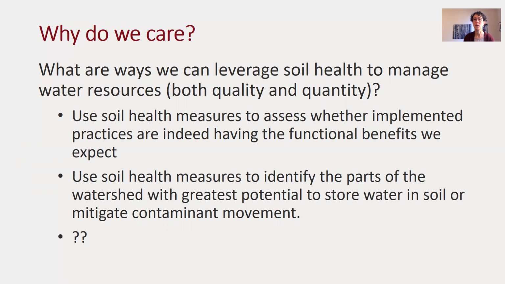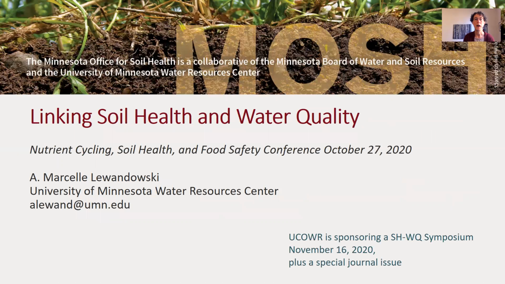And the second item, perhaps we could use soil health measures to identify those parts of the watershed with the greatest potential to store water in the soil or to mitigate contamination movement and so on, just based on soil properties to use those to target. In both cases, we need to do more to measure soil health and summarize soil properties across a watershed so we can compare soil to water. What would you add? What do you want to learn on this topic? I will be happy to take questions and comments.